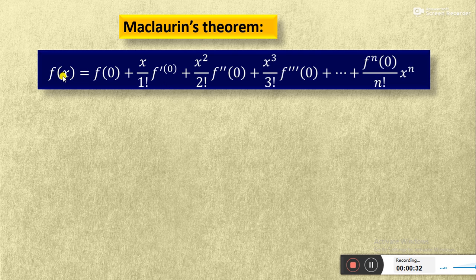I will read it once again: f(x) = f(0) + (x/1!) f'(0) + (x²/2!) f''(0) + (x³/3!) f'''(0) + etc. + (fⁿ(0)/n!) xⁿ. Here f' represents the first derivative, f'' represents the second derivative, f''' represents the third derivative, and fⁿ(0) represents the nth derivative.